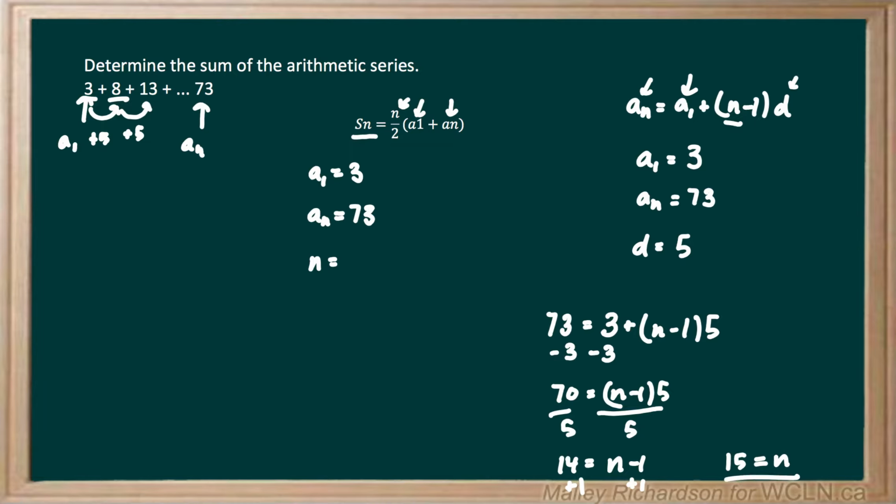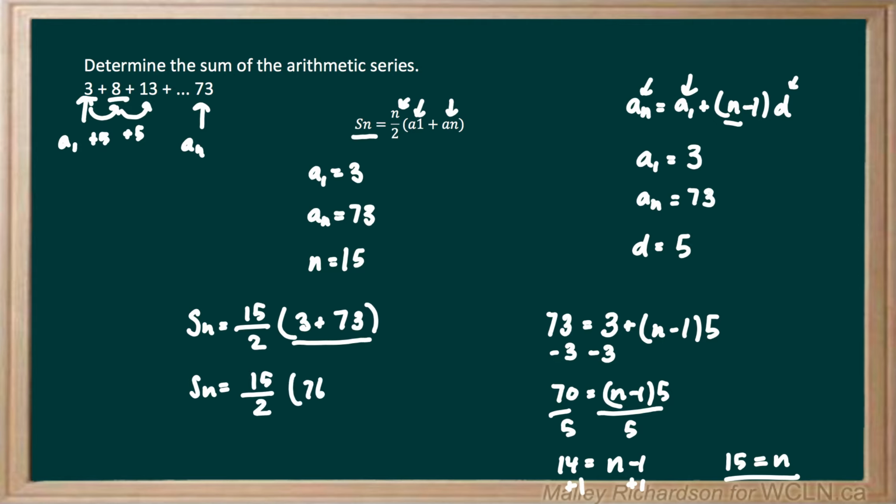So now that we've solved for n as 15, we can now solve for S of n. So S of n equals n divided by 2, which we solved to be 15, multiplied by a1, 3, plus a of n, 73. So to solve for S of n, we're first going to do inside the brackets. So S of n is 15 over 2 times the sum 3 plus 73, which is 76. And then we're going to do 15 divided by 2 next, which is 7.5, multiplied by 76.